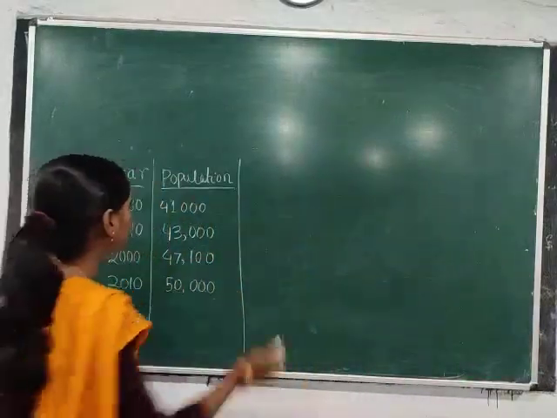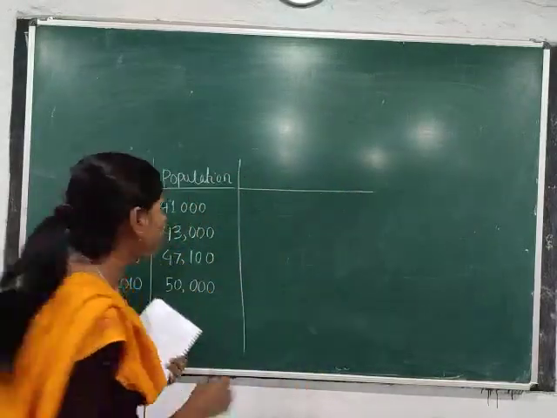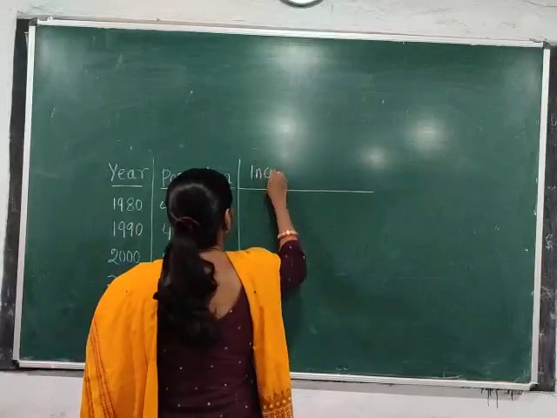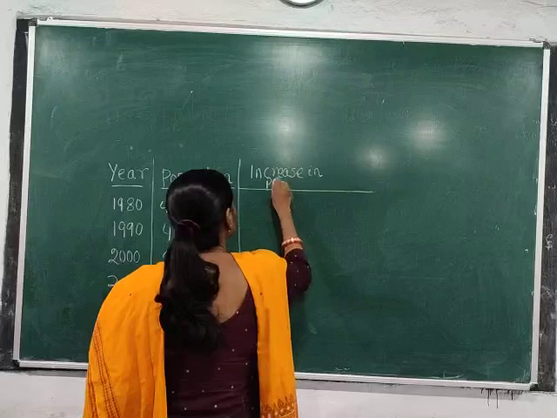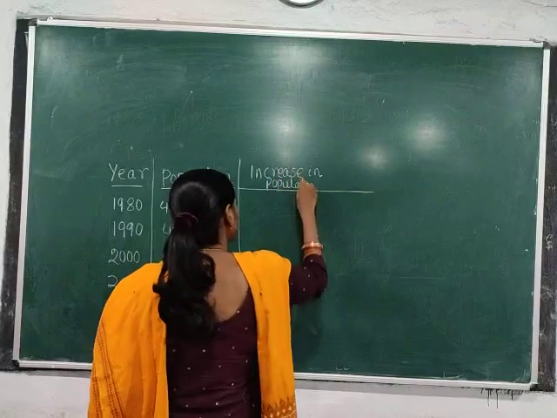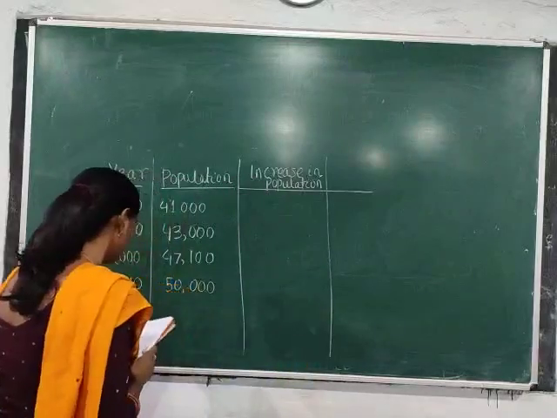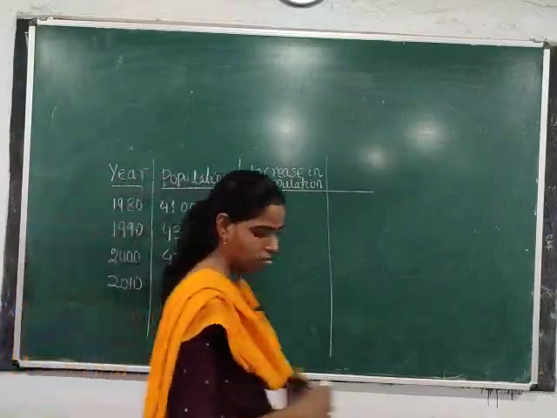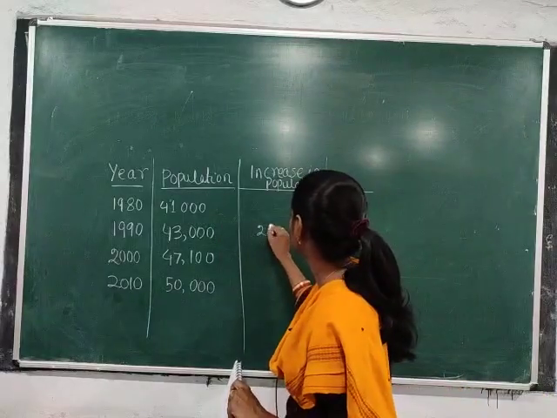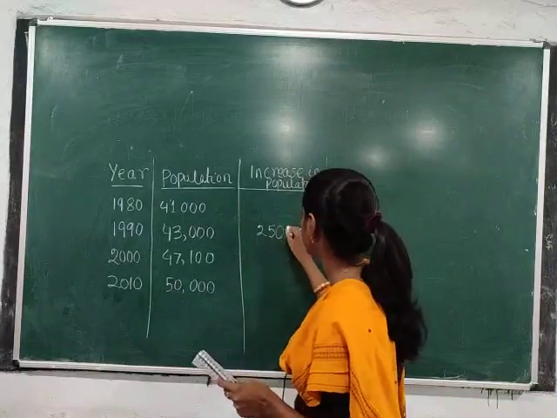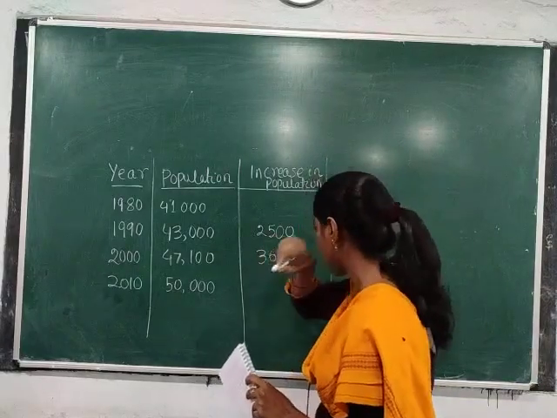So as per this method, the first step is finding out the average increase in population. First we will find out what is the increase in population for each decade. For each decade the increase in population is, for the first decade, 2500, and for the second, 3600.